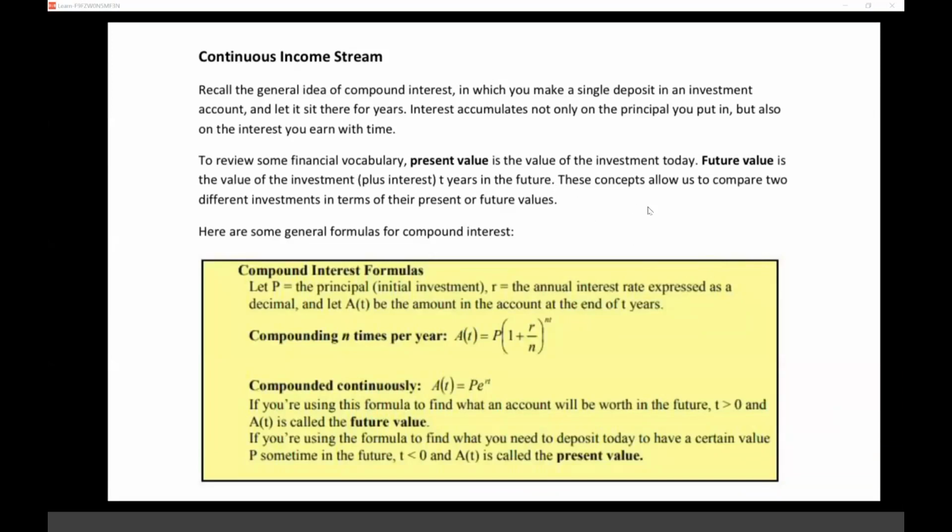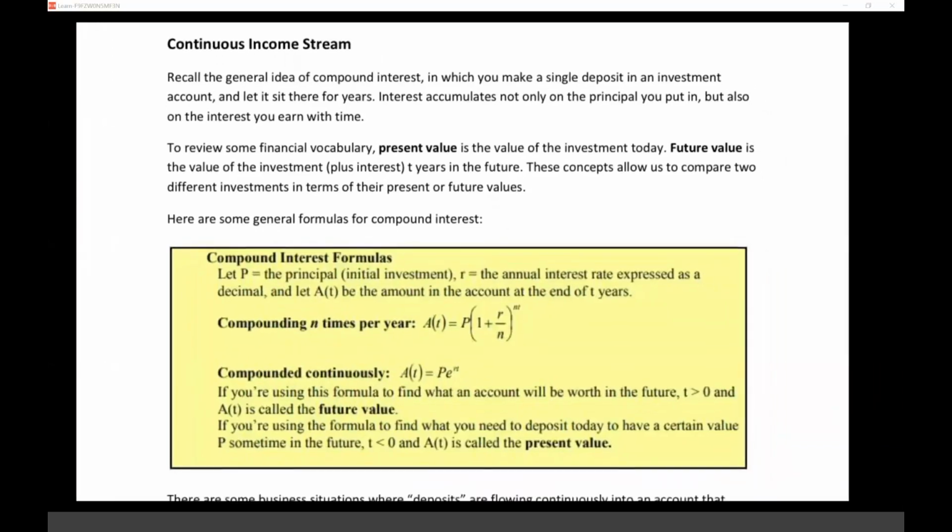And that concept of future and present value lets you compare two different investments in terms of their present value or their future value. So before I move on, is everybody okay with the terminology? I'm imagining accounting students, you have probably heard of present and future value. But anybody else, questions?